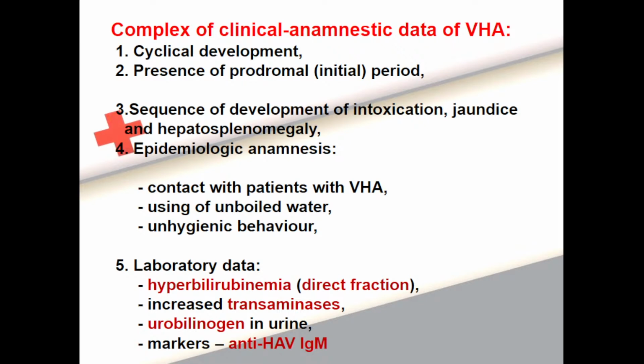Complex of clinical anamnestic data of viral hepatitis A: cyclical development, presence of a prodromal initial period, sequence of development of intoxication, jaundice, and hepatosplenomegaly; epidemiologic anamnesis, contact with a patient with hepatitis A, use of unboiled water, and hygienic behavior. Laboratory data: hyperbilirubinemia, direct fraction, increased transaminase, urobilin in urine, markers, anti-hepatitis A immunoglobulin M.